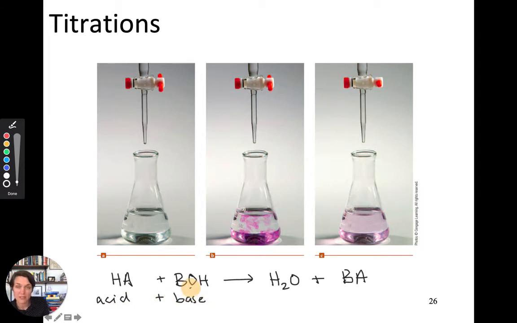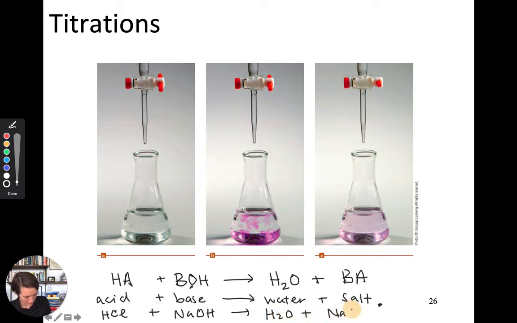99% of the acid-base reactions that you'll be asked to look at are going to involve hydroxide. If it's not hydroxide, it'll be ammonia. We keep it pretty simple in this class. So your acid and your base combine to form water and a salt. All right, so this would apply for the first reaction that we looked at, where it was HCl plus NaOH forming water and sodium chloride, an ionic salt.